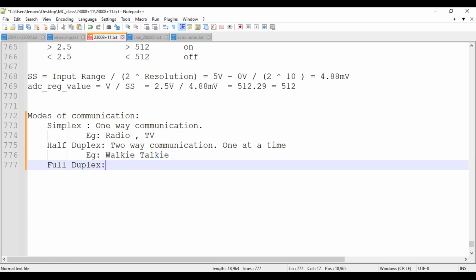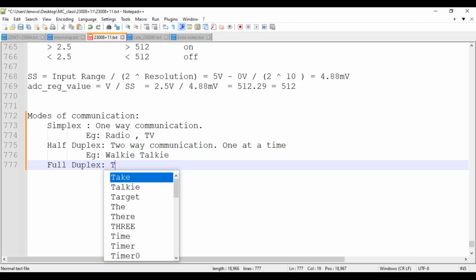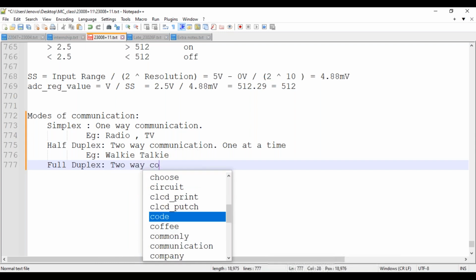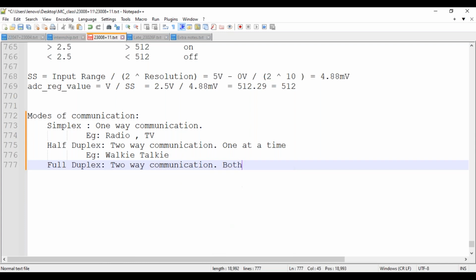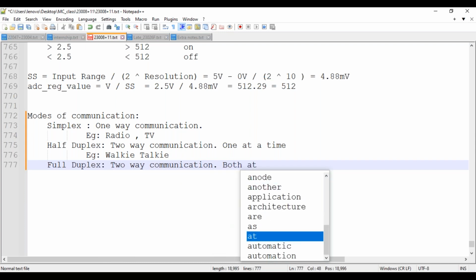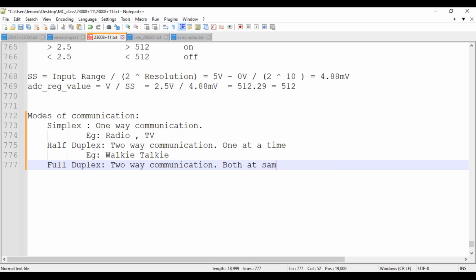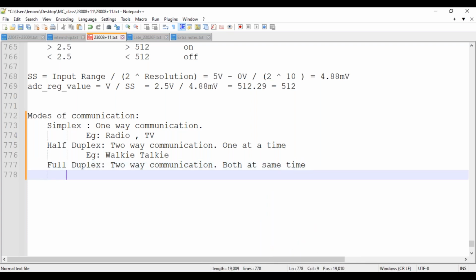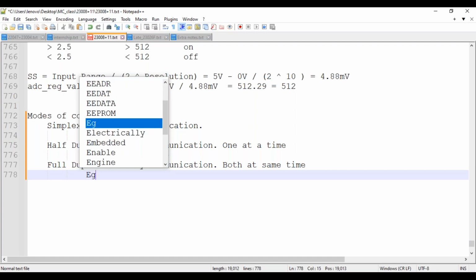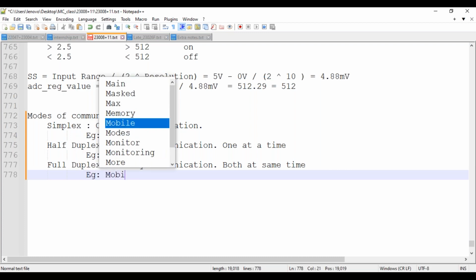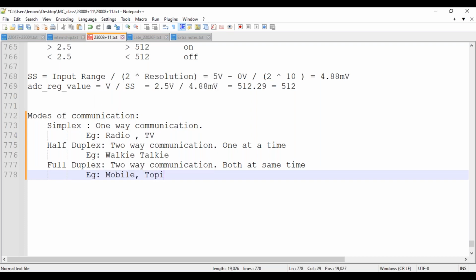Then the third one is full duplex. In the case of full duplex, it is two-way communication, and both can communicate at the same time. Can you give examples for full duplex? Yes, mobile phones and telephones. All of them are examples of two-way communication where both can communicate at the same time. So that is full duplex.